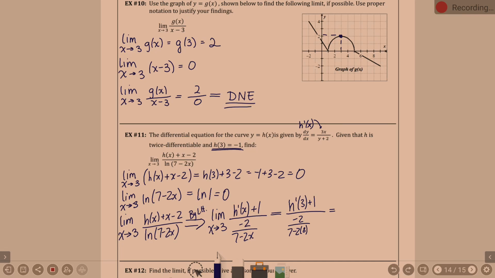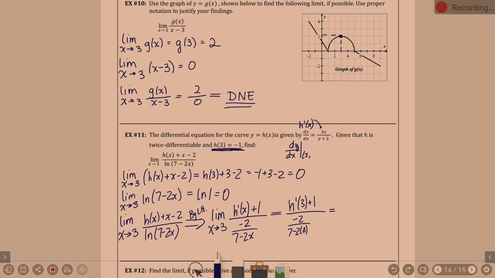So we need to do dy dx evaluated at what? So it's at x equals 3. And what's the number that goes with 3? Because we're going to need a y value. Negative 1. Oh, yeah, you're right.